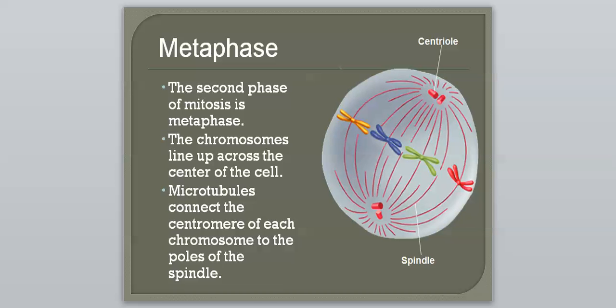Our next phase is metaphase, the second stage, and the chromosomes now are going to line up across the center of the cell. That's illustrated pretty well in the picture. Then the microtubules are going to connect to the centromere. Remember, the centromere sounds like center. That's the little center area of the chromosomes. The microtubules connect the centromere of each chromosome to the poles of the spindle, pole just being the end. You can see long extensions going out and grabbing right at the centromere from both sides of each chromosome. That's what happens in metaphase.